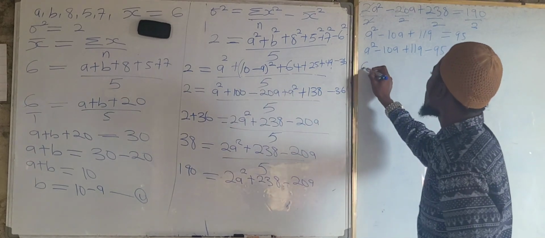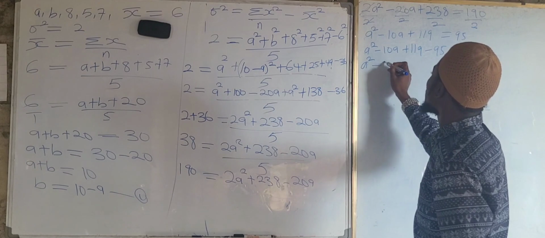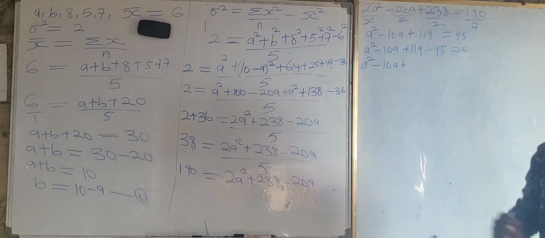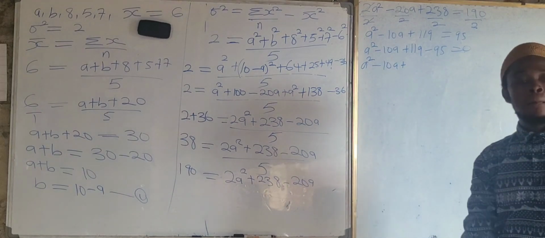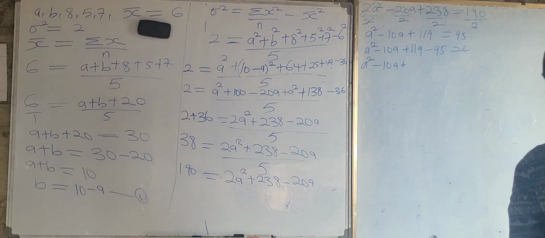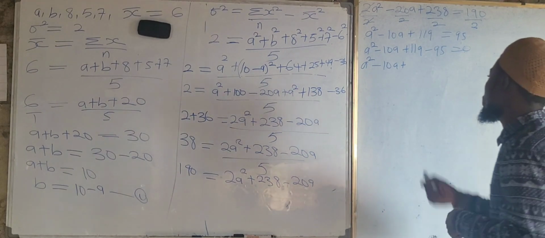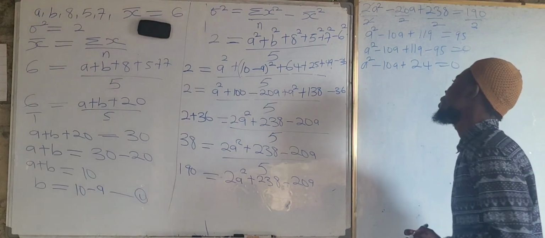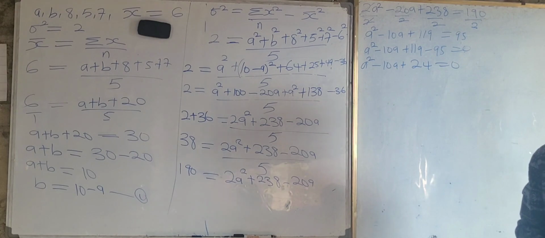Okay. Now we have a squared minus 10a plus, what do you have here now? 119 minus 95 is 24. Now we have 24, right? Yes, sir. Now we have 24 equal to 0. We have a quadratic equation.